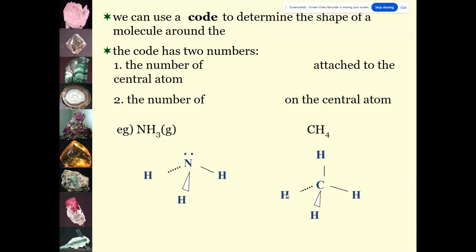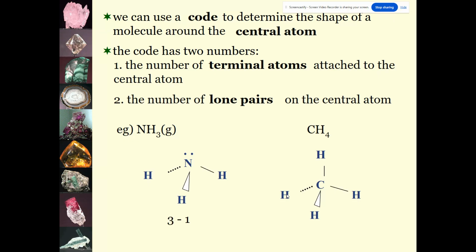Now there is a code system that we use to help us with the shape. Every different code corresponds to a shape. Okay, so again, the code is based on the central atom. So here nitrogen is my central atom, here carbon is my central atom. The next slide will show you what to do for molecules with only 2 atoms where there is no central atom. Okay, so the first number tells you how many terminal atoms are attached to the central atom, and the second number is how many lone pairs there are.